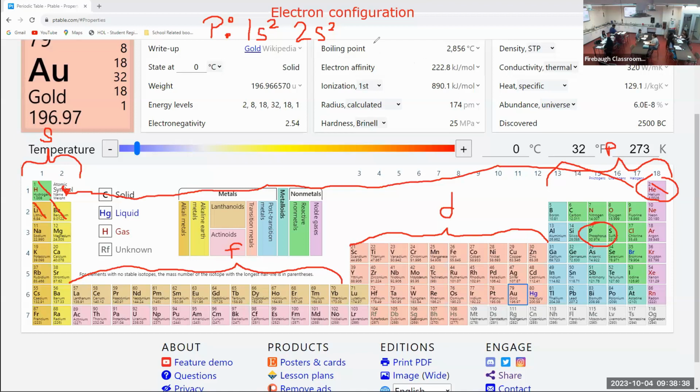P. So then we're going to write, since we're still in the second period, we need to write a 2 first. 2p, and it holds how many? 6. So then that accounts for that. And then we go to the third period.